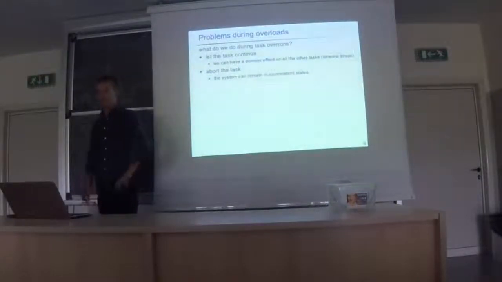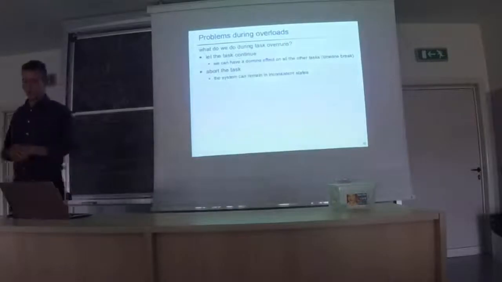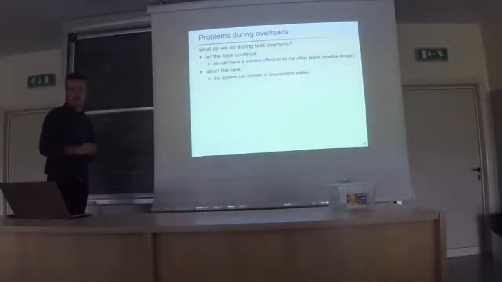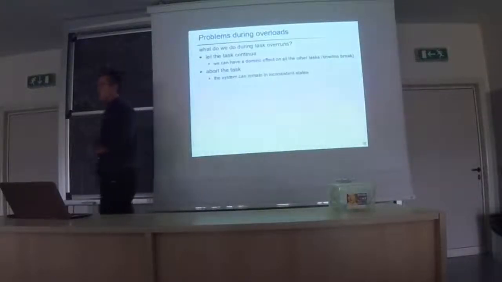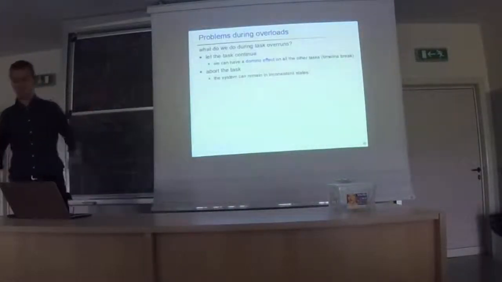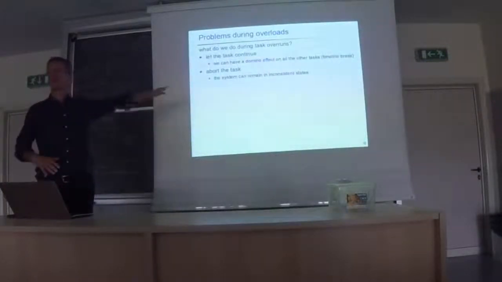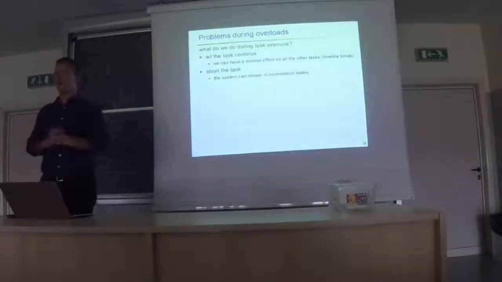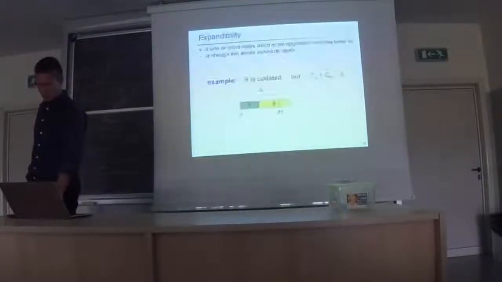So what would happen during overloads? During overloads, what can happen is a domino effect on the other tasks. If a task executes for more than what it is allotted, this may lead to multiple deadline misses. Or we may need to abort the tasks. Aborting the task typically leaves the shared resource or the state inconsistent, so it is something that we do not want to do.